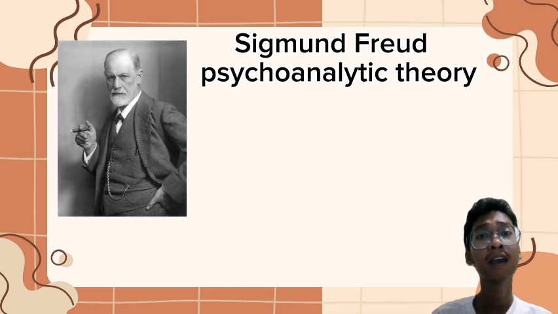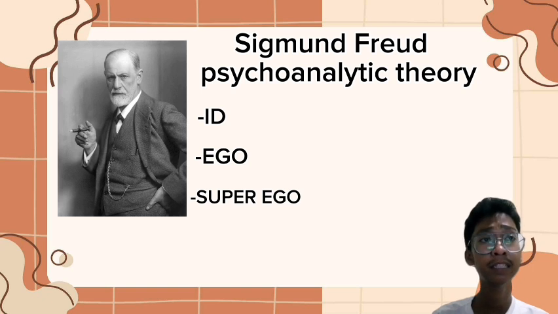Psychoanalytic theory. Freud proposed that human behavior is driven by unconscious motives and conflicts, particularly those related to sexual and aggressive instinct. He divided the mind into three parts: the id, which seeks immediate pleasure, the ego, which mediates between the id and reality, and the superego, which represents moral standards. This interplay often leads to internal conflicts resulting in anxiety and psychological distress.